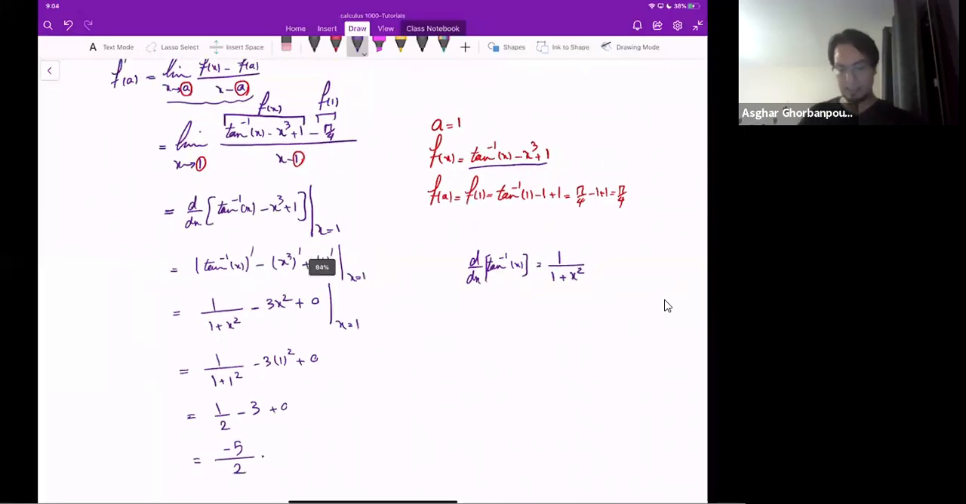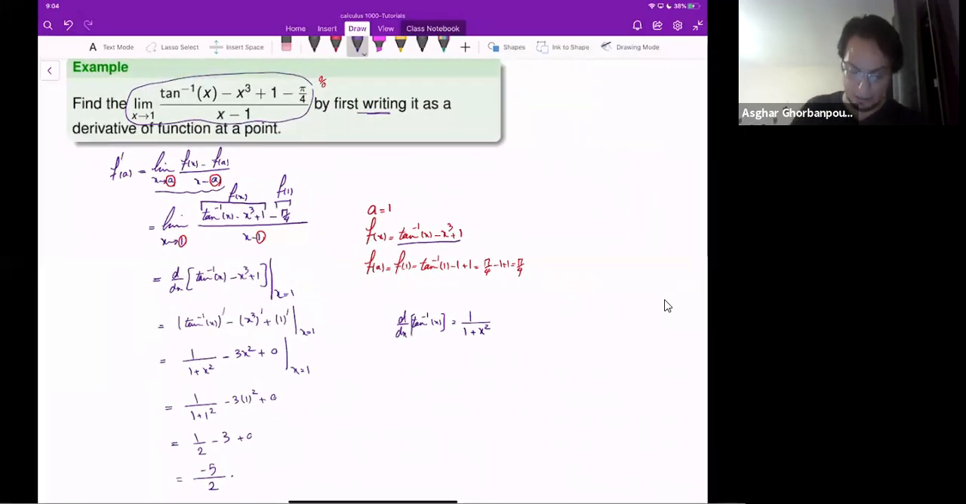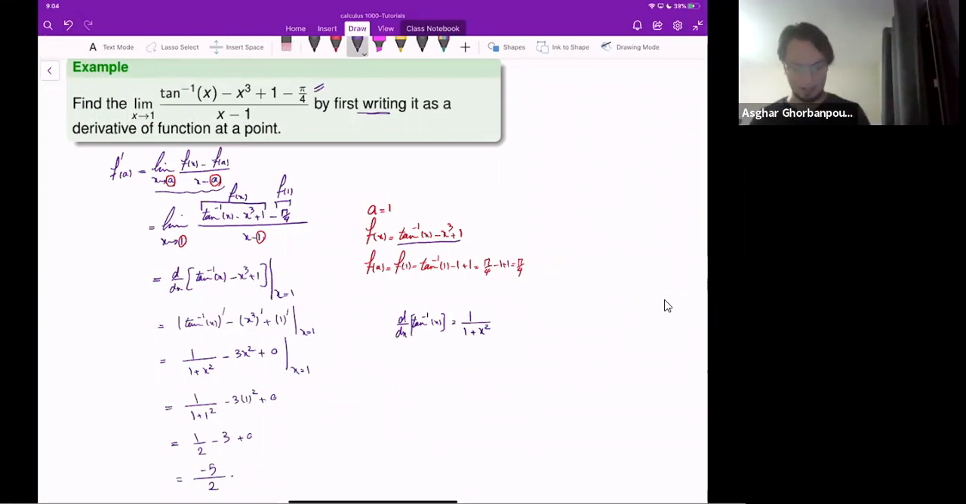So the limit, which if you look at originally you get 0 over 0 and you don't know how to deal with, you find that the limit of that complicated function for us to deal with, now I can write that as negative 5 over 2.